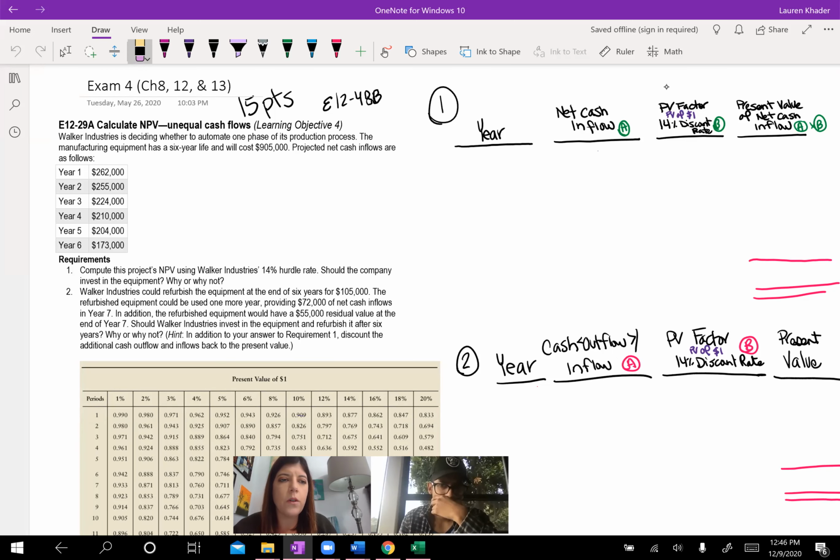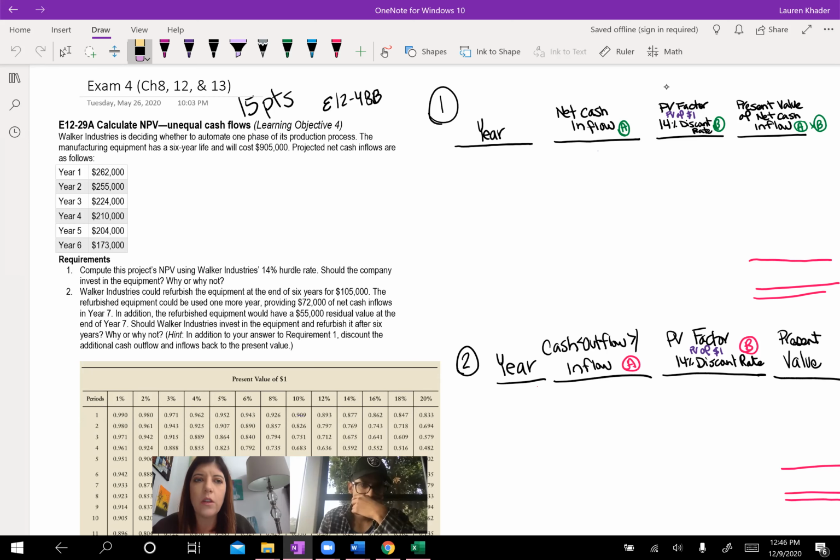So exercise 12-29A is a 15-point problem, and it's calculating the net present value of an investment. There are two different ones that you're going to do on the test, but we're just going to do the first one together because the second one will be the same calculations. You'll be calculating the same way.